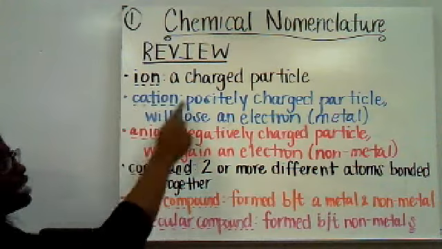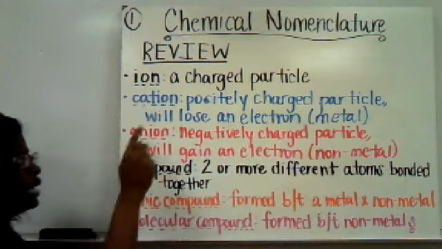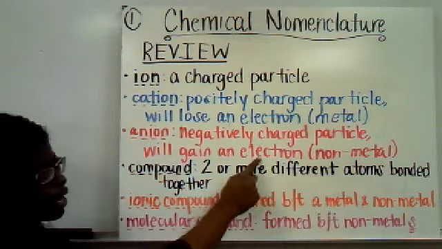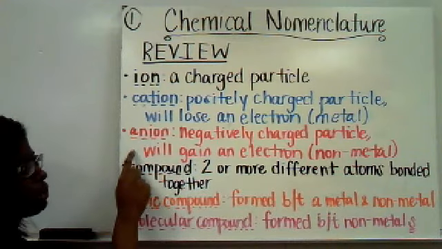A cation is a positively charged particle. It will lose an electron. This is a metal. An anion is a negatively charged particle. It will gain an electron. It is a nonmetal. Note that your metals are in blue and your nonmetals are in red.